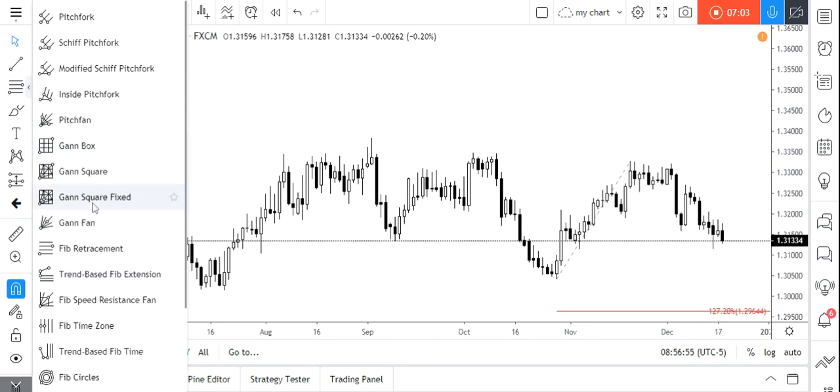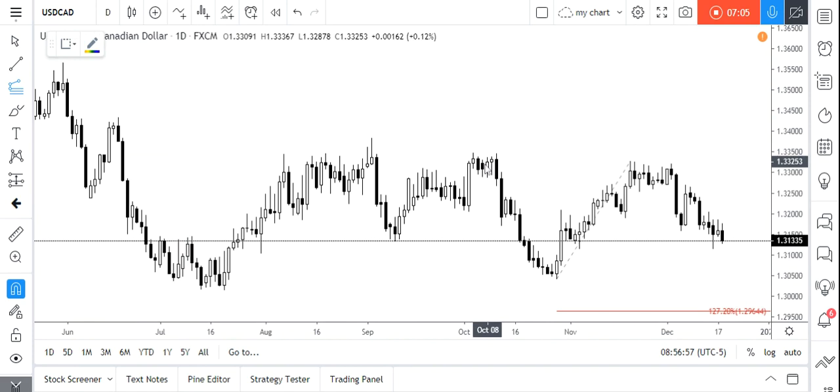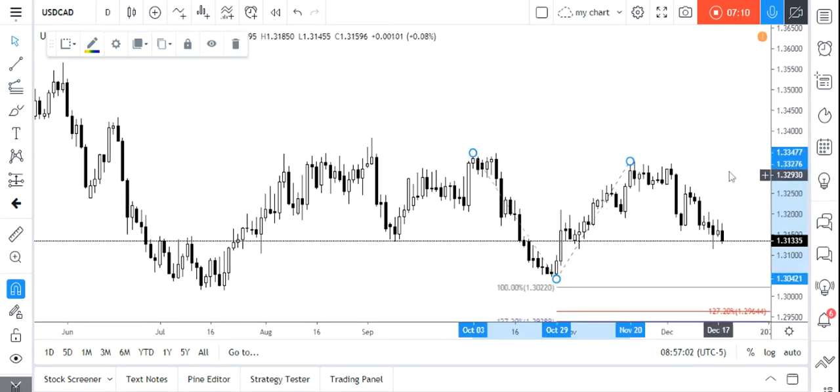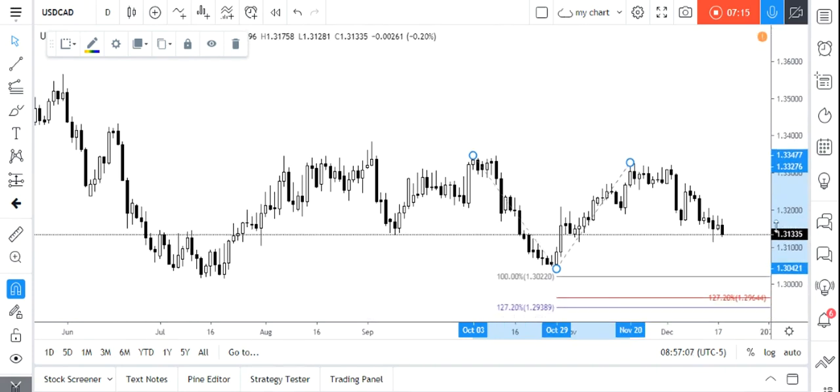So let's start the extension tool here, A, B, C, and D, and let's check where our 100% extension is. The 100% extension is giving us the nearer target, which is 1.3032, whereas the completion point of the three drive is giving 1.2964. There is a significant difference between these two levels. The difference is around 58 pips. So I will rather go for this target, and this target is also coinciding with the previous low.